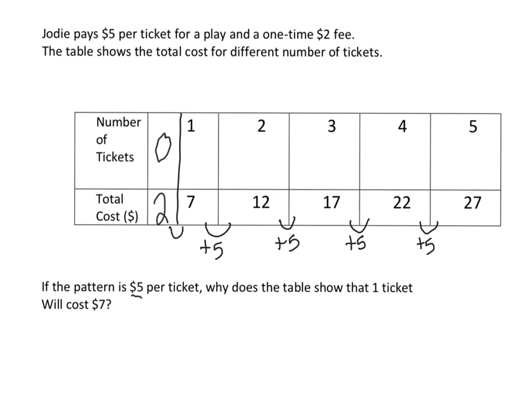So to answer the question of why one ticket costs $7, it is because we have that one-time fee of $2. Notice, each time you do not have to add the $2. It is only the cost of the ticket. That is why I like to go back to when 0 tickets are sold, we still have that one-time fee of $2.